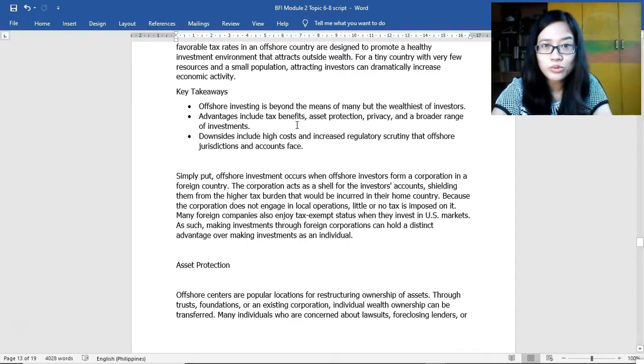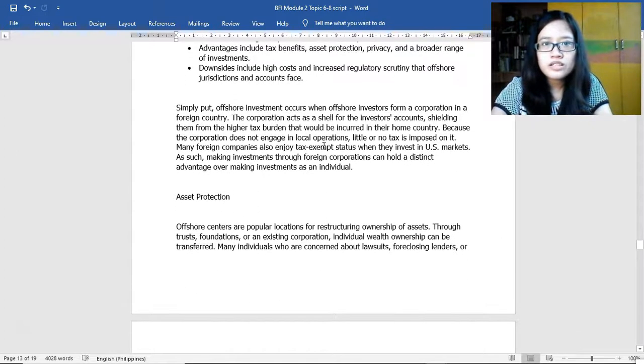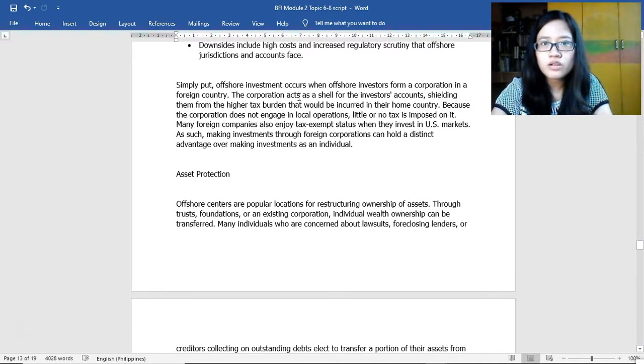All right, key takeaways. Offshore investing is beyond the means of many but the wealthiest of investors. The wealthy, the rich. Advantages include tax benefits, asset protection, privacy, and a broader range of investments. Downsides include high costs and increased regulatory scrutiny that offshore jurisdictions and accounts face. Simply put, offshore investment occurs when offshore investors form a corporation in a foreign country. The corporation acts as a shell for the investors' accounts, shielding them from the higher tax burden that would be incurred in their home country.